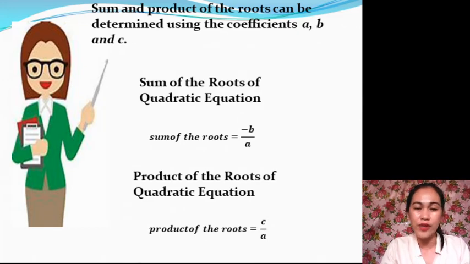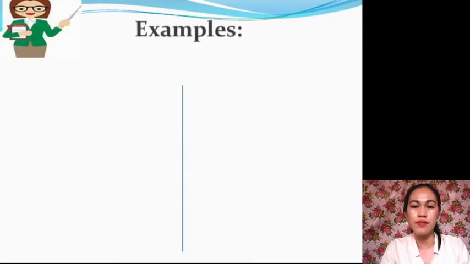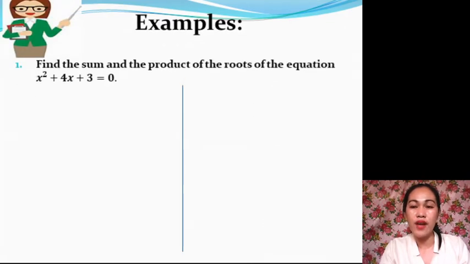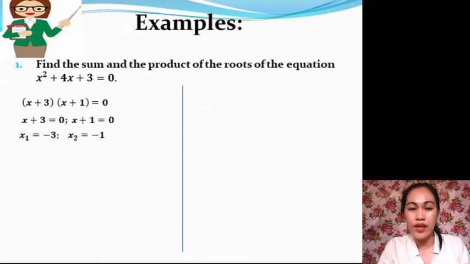Let's have now the first example. Find the sum and the product of the roots of the equation x squared plus 4x plus 3 equals 0. So you can use any method to determine the roots of the given equation. I've used the factoring method. And the factors are x plus 3 and x plus 1. Let's equate them to 0. So we have x plus 3 equals 0 and x plus 1 equals 0. Then the roots are negative 3 and negative 1.